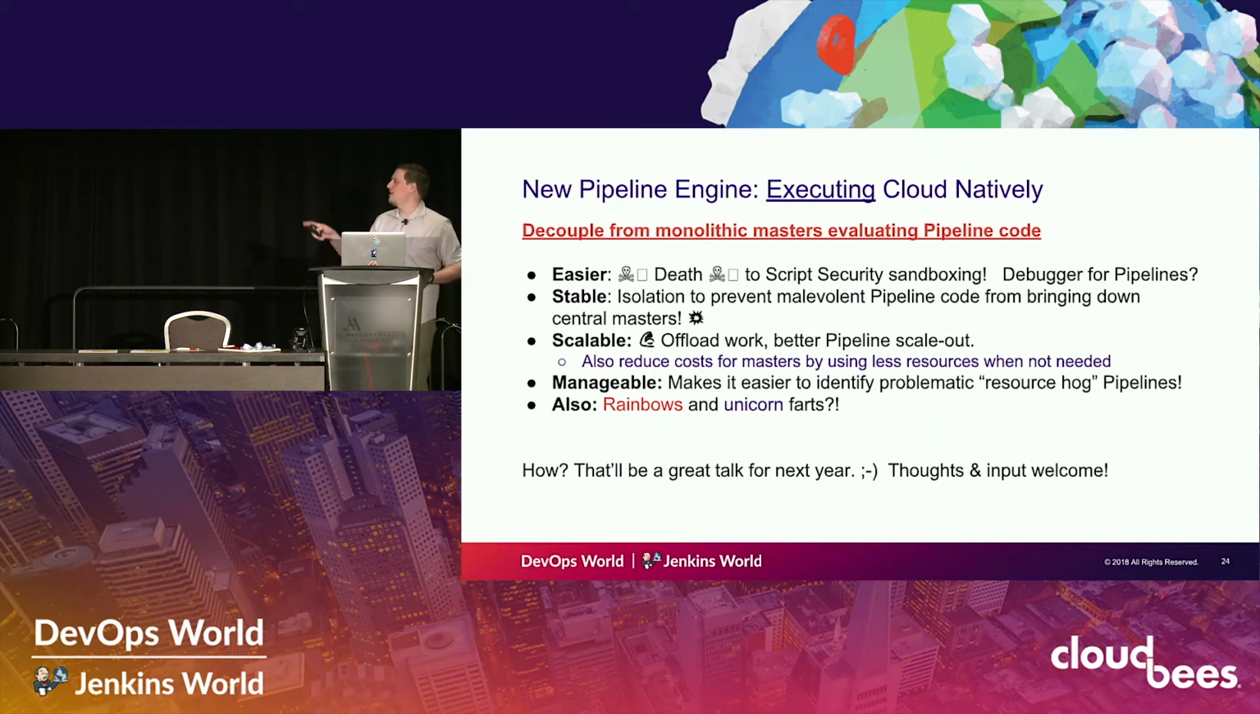Also, one thing I'm particularly excited about because I'm a performance nerd is that it's going to scale out a lot better, which means you'll be able to reduce the memory and CPU use for your masters themselves. It means that you'll be able to take advantage of other systems to do that pipeline work elastically, so you don't have to have continuously provisioned resources. That's going to cut your IT budget for Jenkins.